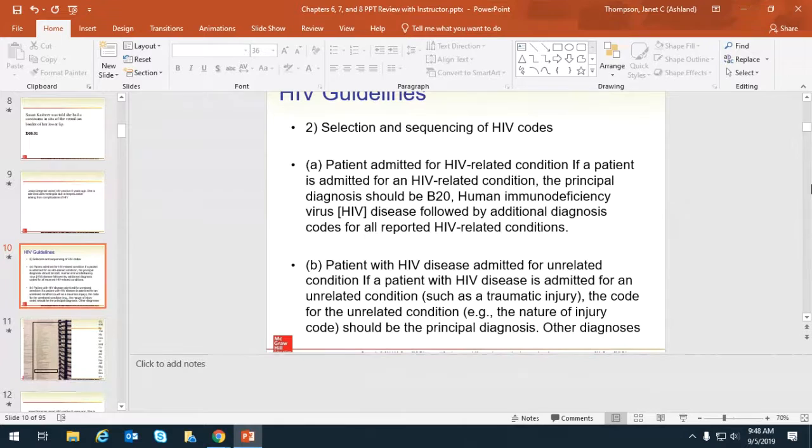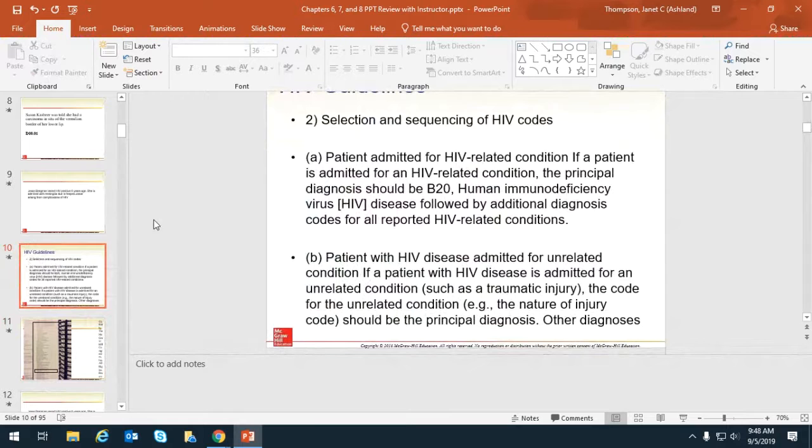And part B, patients with HIV disease admitted for unrelated conditions, like an unrelated traumatic injury, that would be the principal diagnosis. If an HIV patient breaks their ankle and that's what they're coming in for treatment, the fracture of the ankle is the first code, but an HIV code is always going to be on the record, whether it's first or second or last. It's always going to be assigned because it's a systemic disease that will affect medical decision making.